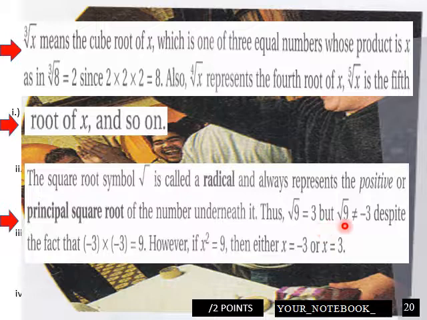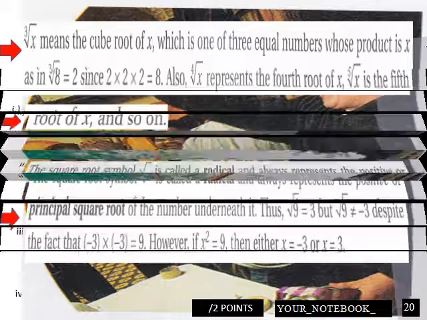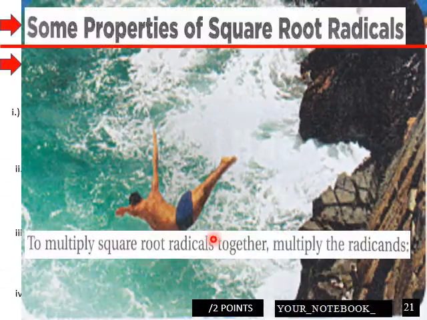The square root symbol is called a radical and always represents the positive or principal square root of the number underneath it. So we have this here cannot equal a negative 3, despite the fact that negative 3 squared is 9. However, if x squared equals 9, then either negative 3 or 3 can equal x.